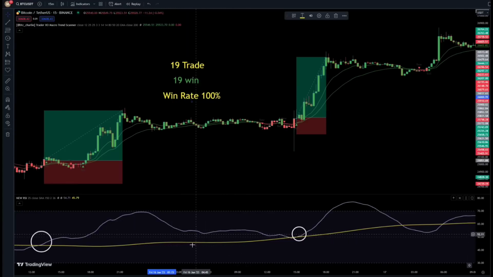Now let me teach you how to add this advanced RSI to your chart. As mentioned, this indicator doesn't exist on TradingView and we have made this ourselves exclusively. I will upload Pine script codes of this indicator on my Telegram channel, the link to which you can find in the description of the video.